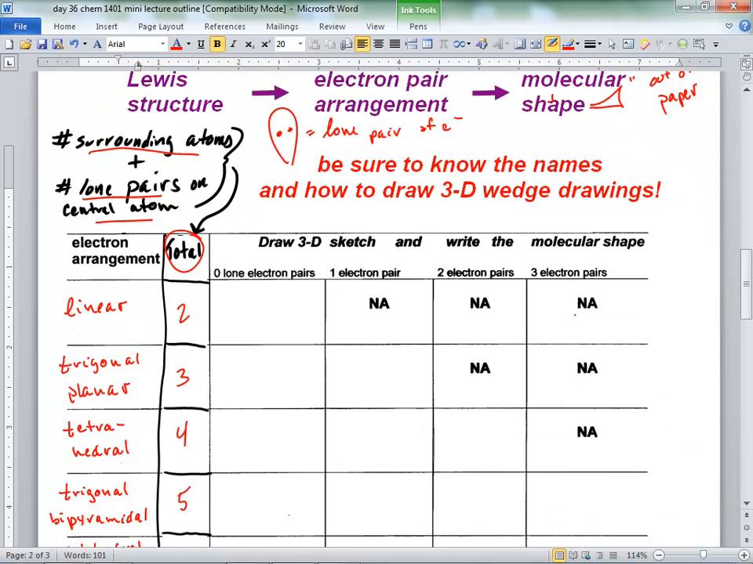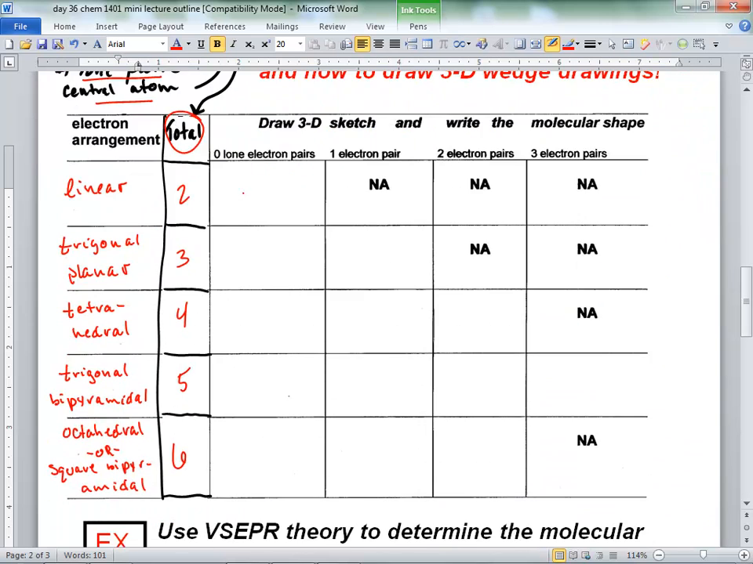Okay, so let's see if we can draw this stuff. So linear. Let's not draw in our atoms. Let's just draw the bonds. I think it's easier to see. So let's just leave the atoms out of there. Okay, so linear would just be like that. The center atom would be in the middle of the line. And then you're going to have your surrounding atoms on the outside.